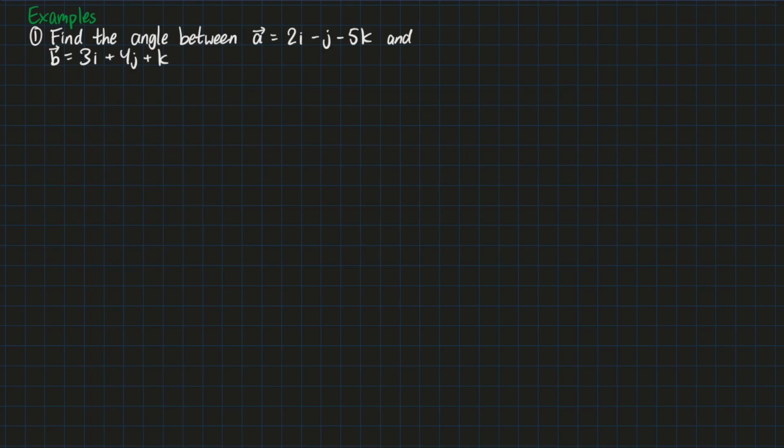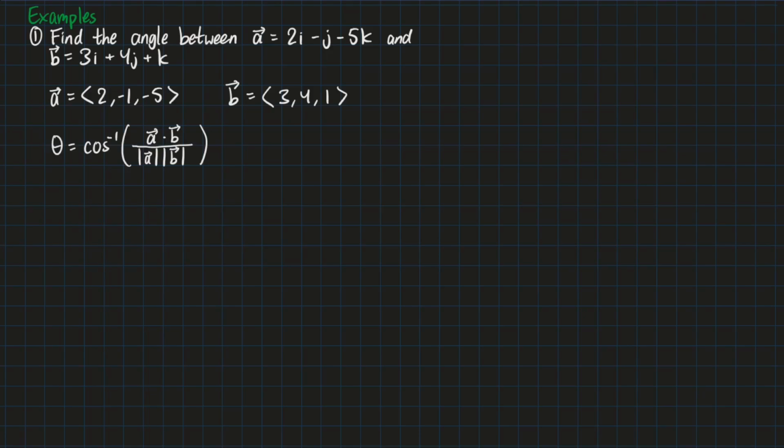So number 1, find the angle between vector a equals 2i minus j minus 5k and vector b equals 3i plus 4j plus k. So this is ijk notation. If you want, you can put the vectors into component form. So remember, to find the angle, the formula is theta equals the inverse cosine of a dot b over the product of their magnitudes. Okay, so let's do the numerator first. Let's find a dot b.